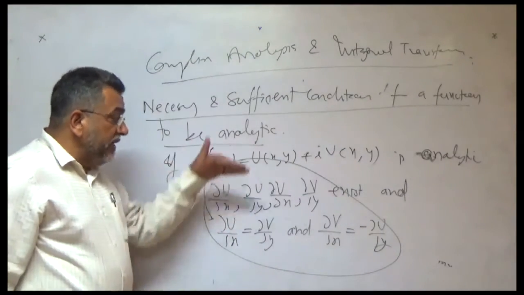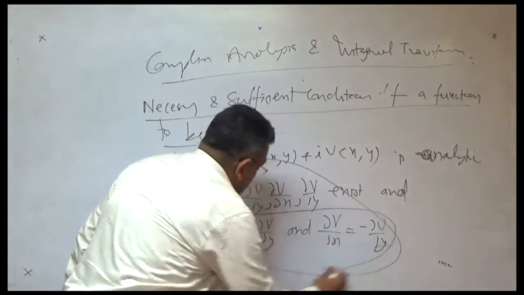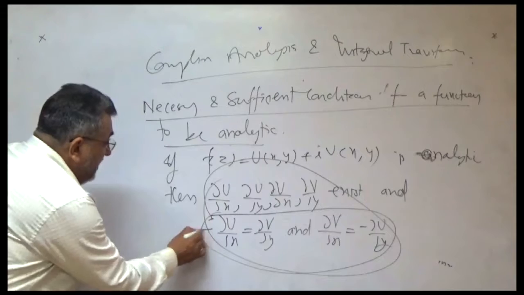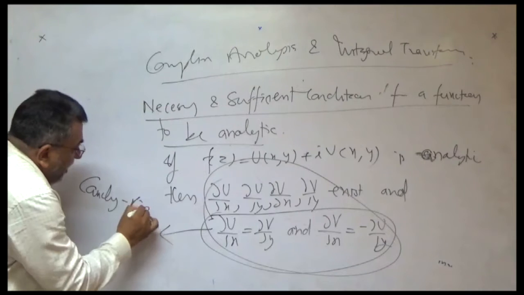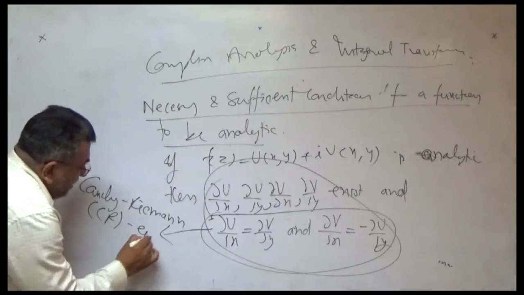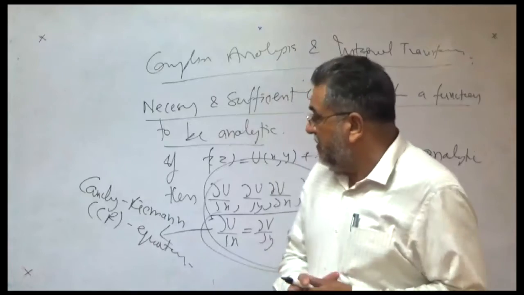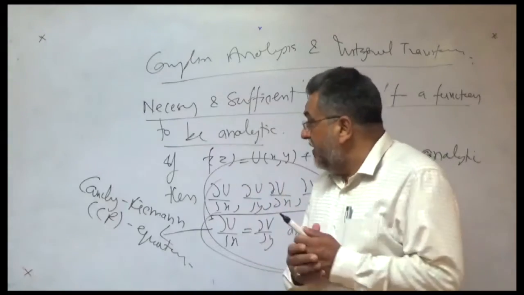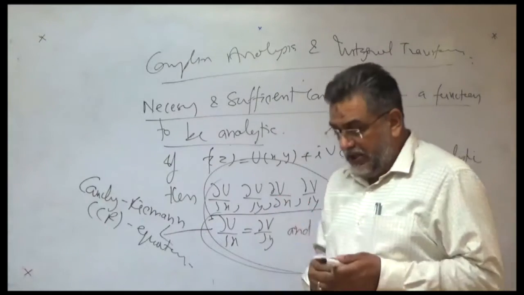If the function is analytic, then these conditions are satisfied, and these two equations, del u by del x equal to del v by del y and del v by del x equal to minus del u by del y, are known as the Cauchy-Riemann equations, or in abbreviation CR equations. Means by the CR equations we can say a given function is analytic in a region or at a point.